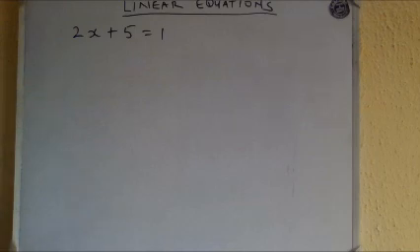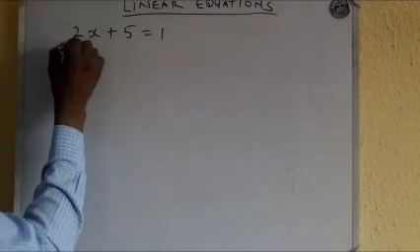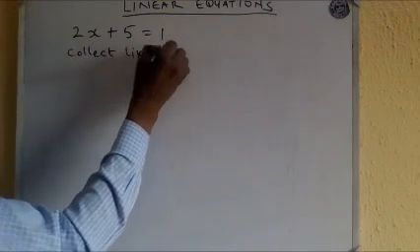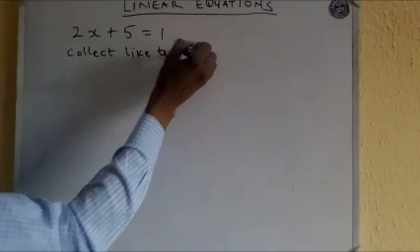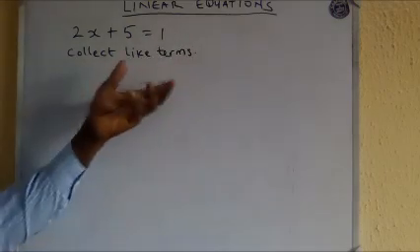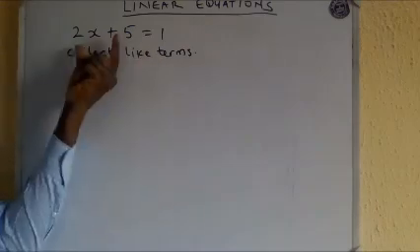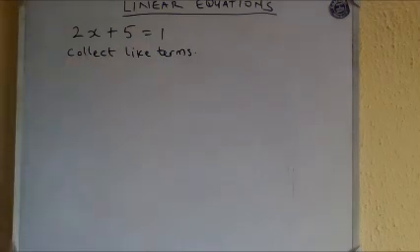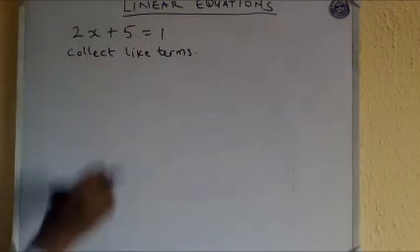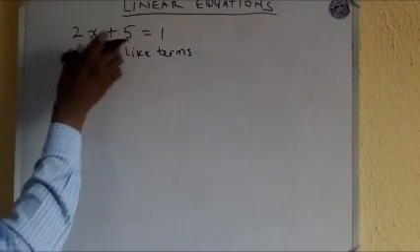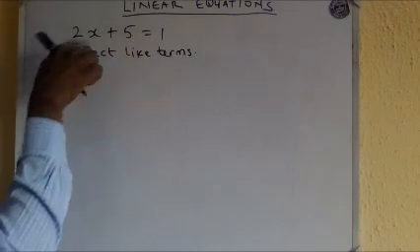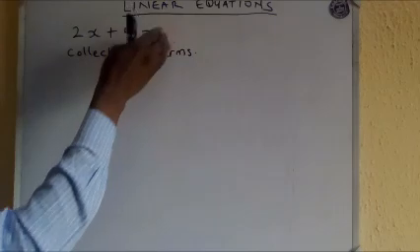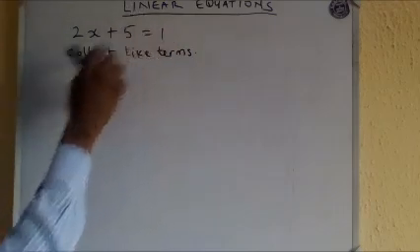The first thing we'll do is to collect like terms. Now we're going to be collecting on the two sides of the equation. That is the left-hand side, which is this, and the right-hand side. We'll collect every term that has the variable x on one side, and every constant term on the other side.